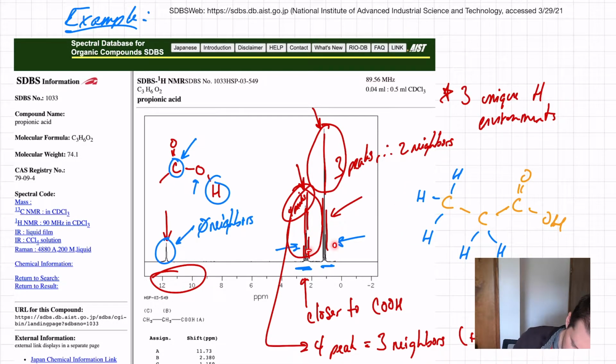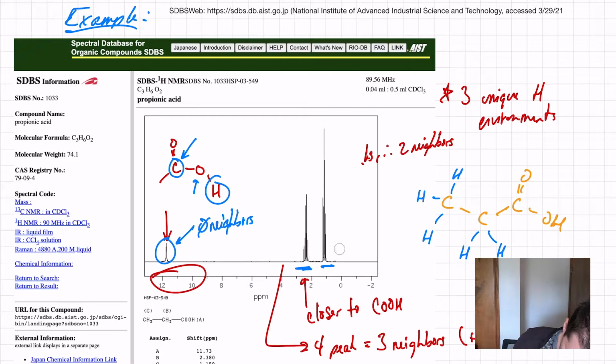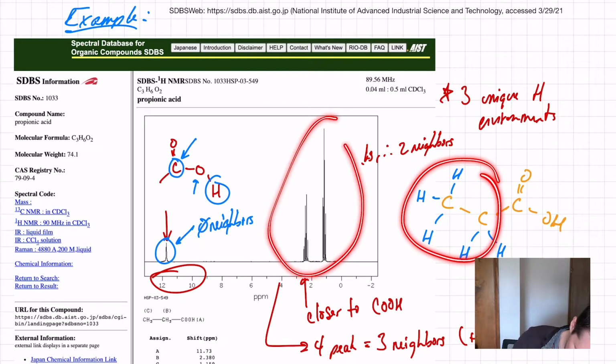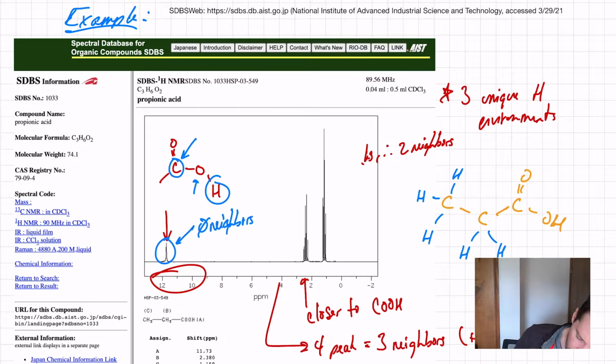So that matches. Let me erase a couple things real quick, just so you can get a look at this. This pattern right here is characteristic of an ethyl group. So these patterns go together.